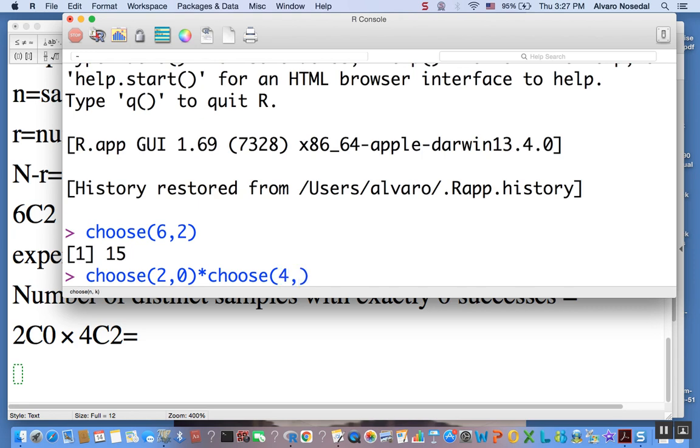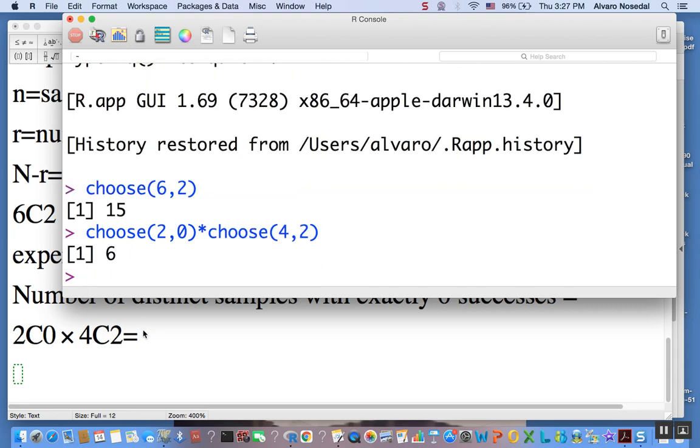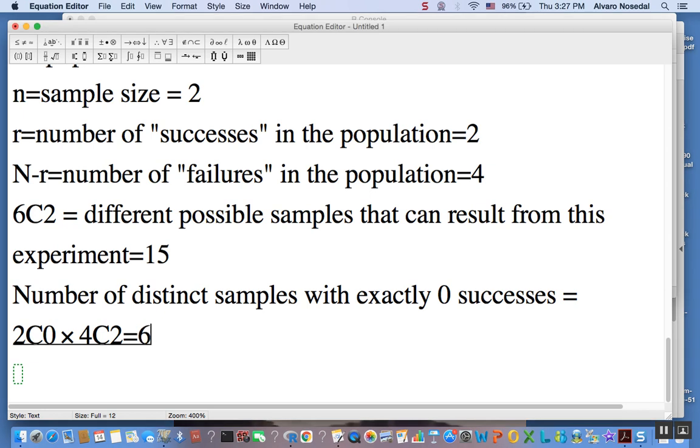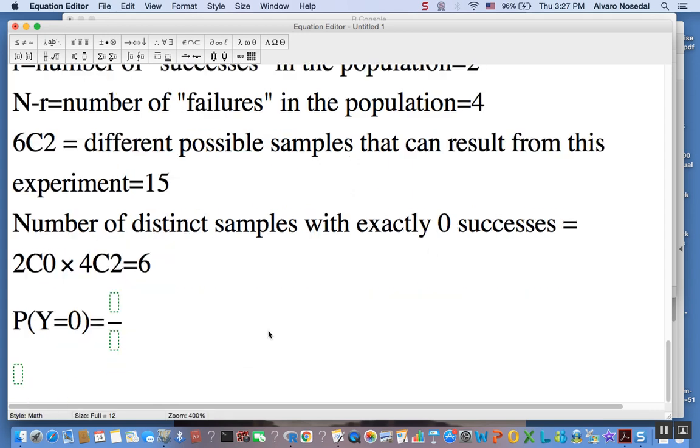4 choose 2, right? Okay, 6. So finally, if we want the probability that y equals 0, because that's the one that keeps track of the number of successes in our sample, it is just 6 divided by 15. Makes sense? 6 divided by 15.